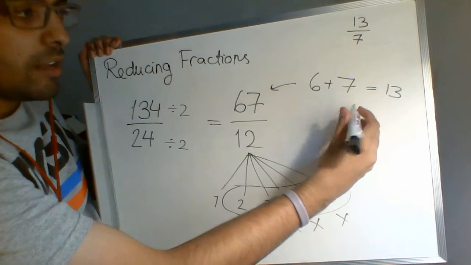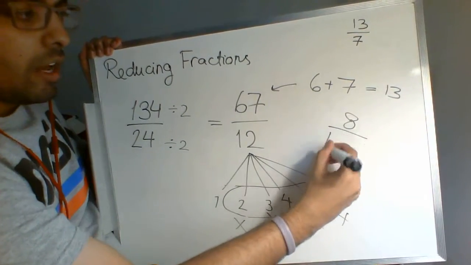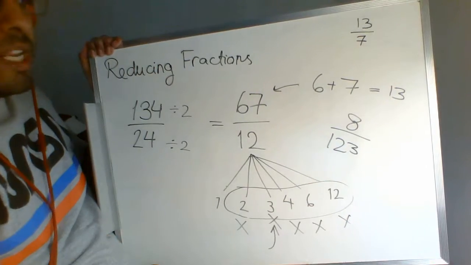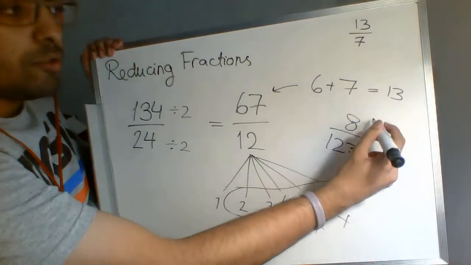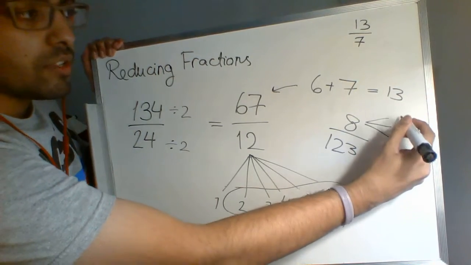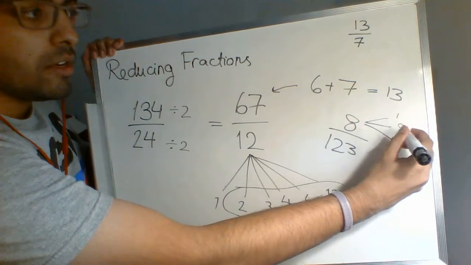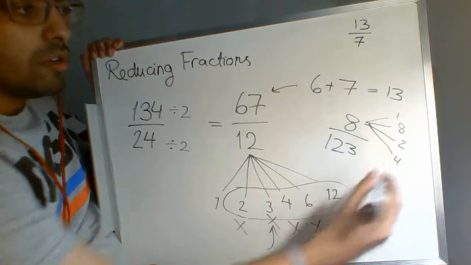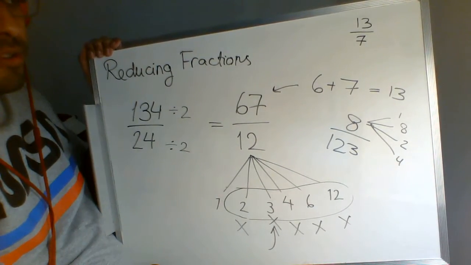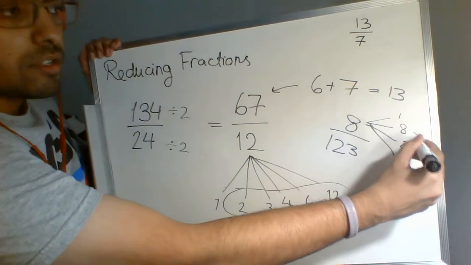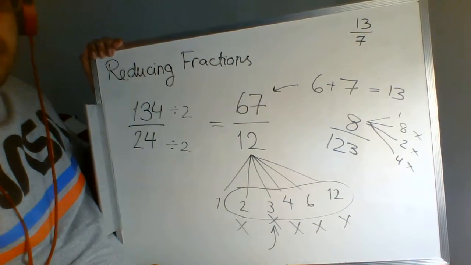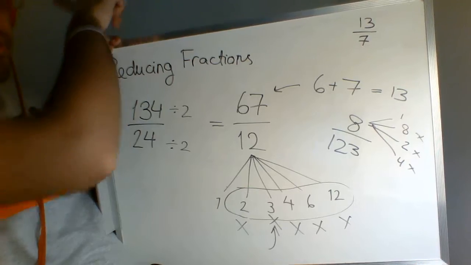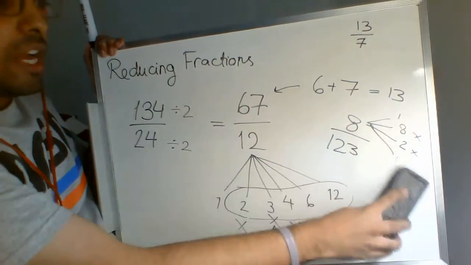If you're working with something like 8 over 123, you don't need to know, oh, is 123 a prime number, a composite number? You can just do a couple of tests. 8 is only divisible by a few things. It's divisible by 1, 8, 2, and 4. So you can just test those. If it's not an even number, it's not divisible by 8, 2, or 4, and that gives you your answer. That tells you if you can reduce it any more, or if you're stuck with what you got.